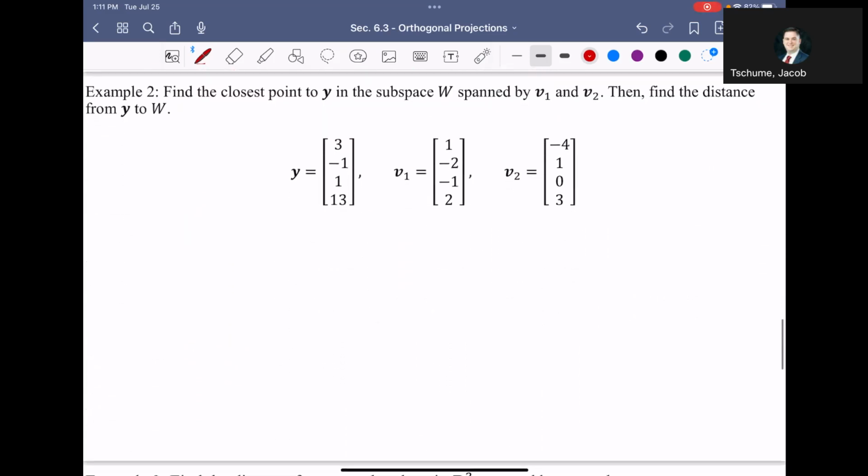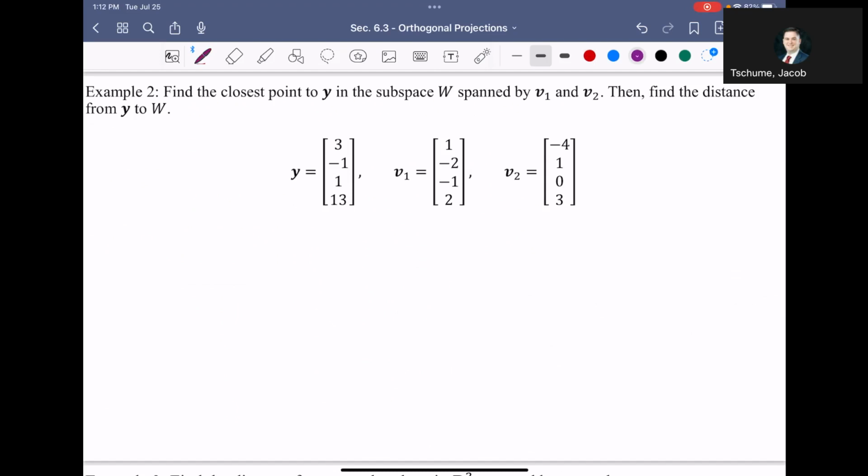Now you're going to notice that a lot of the problems in this section are very similar problems and processes, but the wording of the questions is different, so that gets you used to what could be asked of you. All right? So example number 2 says, find the closest point to the vector y in the subspace W spanned by V1 and V2, then find the distance from vector y to this subspace W.